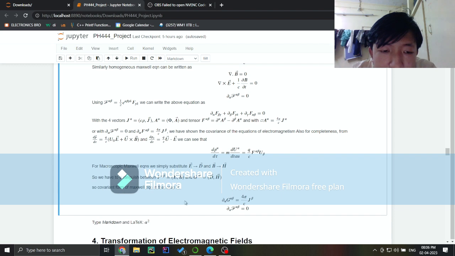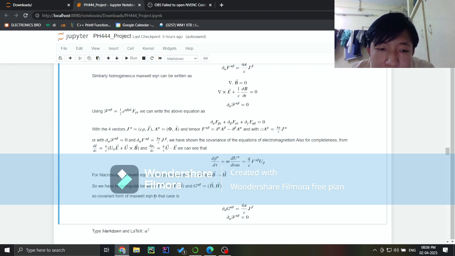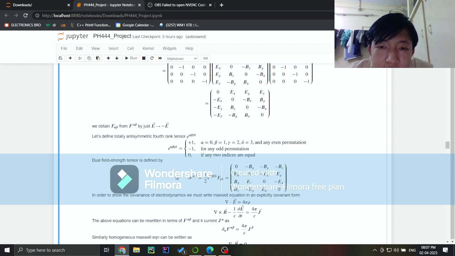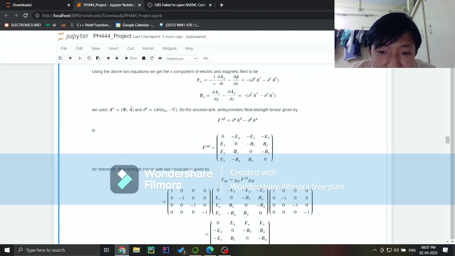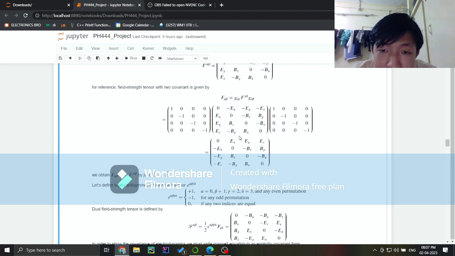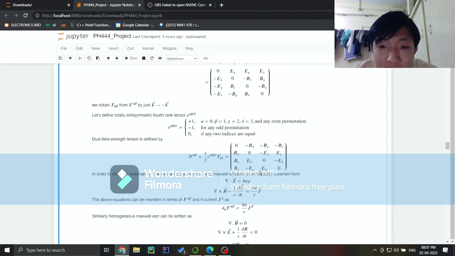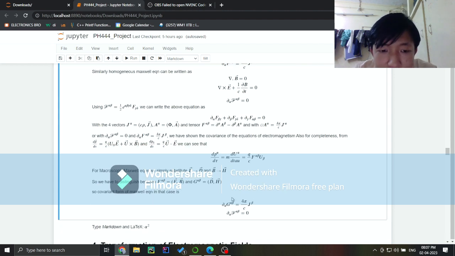So finally the covariant form of Maxwell equation in the macroscopic state is this. Here we just replace f alpha beta by g alpha beta. It is the same tensor, the only difference is that instead of E we have D here, and in terms of B, we have H here. So that's how we get the macroscopic covariant form of the Maxwell equations. Thank you.